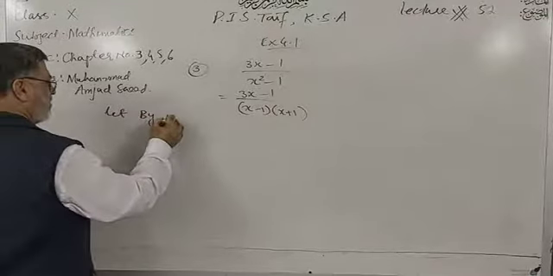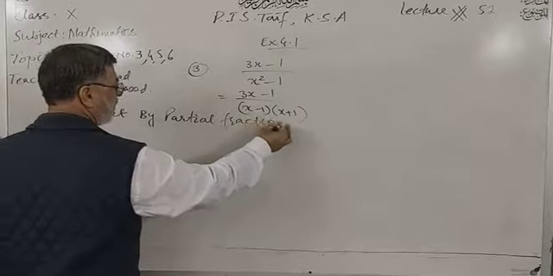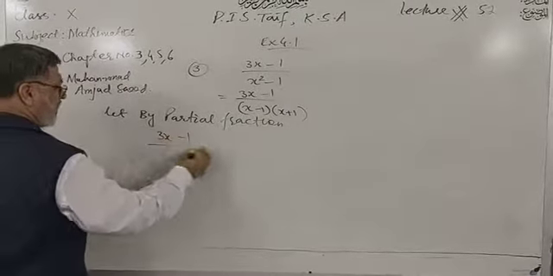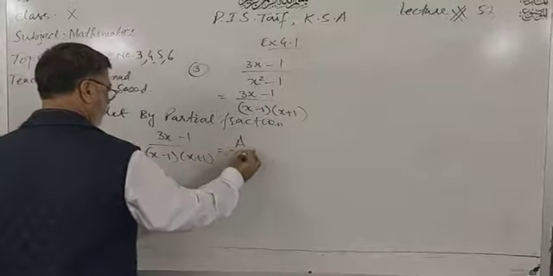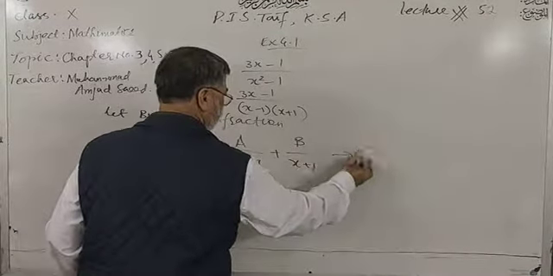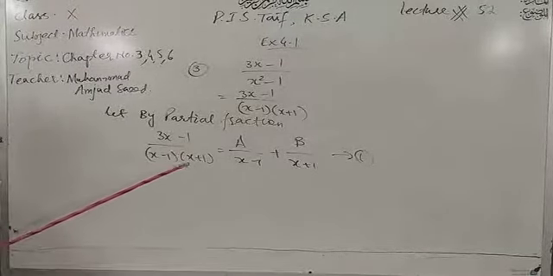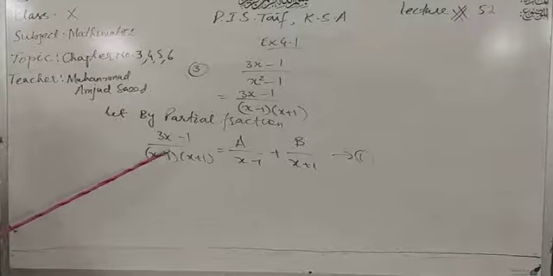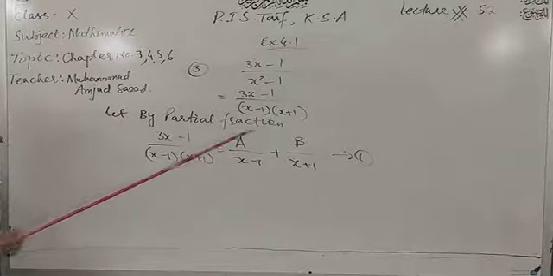Let by partial fraction 3x minus 1 over x minus 1, x plus 1 is equal to a over x minus 1 plus b over x plus 1. This is equation number 1. Because these are linear, non-repeated factors, every bracket will have one constant. So for this x we have one constant, for the second x we have this constant.